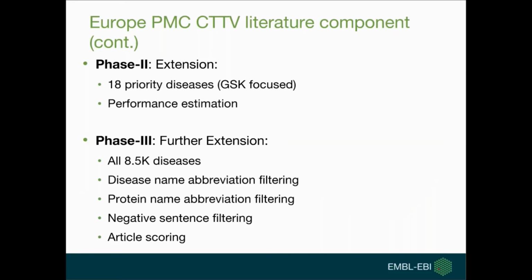And in the second phase, we extended the study to 18 diseases identified as priority diseases by GSK. And we re-estimated performance to be sure that the system performance is stable. In phase 3, we further extended the study to all 8.5K diseases from EFO. We developed and used a disease name abbreviation filter and a protein name abbreviation filter to filter out false positives from our results. We also used a negative sentence filtering, and we introduced article scoring.